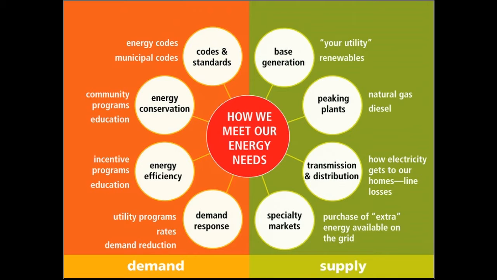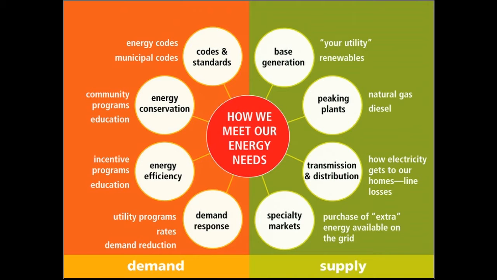We basically get our energy from the supply side, which is our generation, your utility, our peaking plants, all the hardware, the transmission, distribution. It's the purchase of actual energy on the transmission distribution lines. But there's also a demand side, and this is where our programs live. We actually create energy surplus through efficiency and conservation programs.